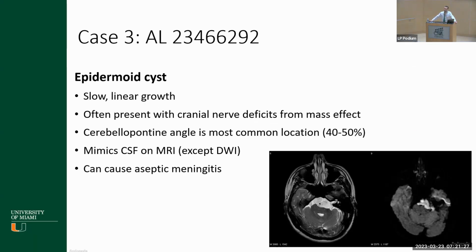Okay, so epidermoid cysts tend to have a slow and linear growth. Presenting symptoms are often cranial nerve palsies due to the mass effect and their location, commonly in the CP angle. In terms of the imaging, they mimic CSF on the MRI, but you correctly pointed out that the diffusion was helpful here, and they would restrict on DWI, but otherwise would mimic CSF on the other sequences. And when these cysts do rupture, they can often cause aseptic meningitis.